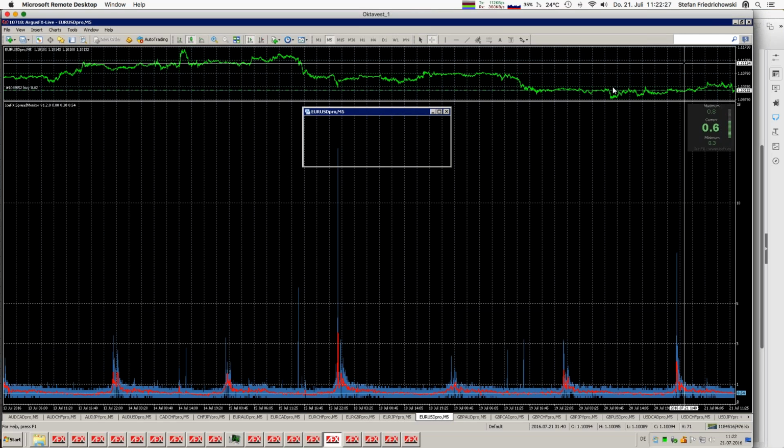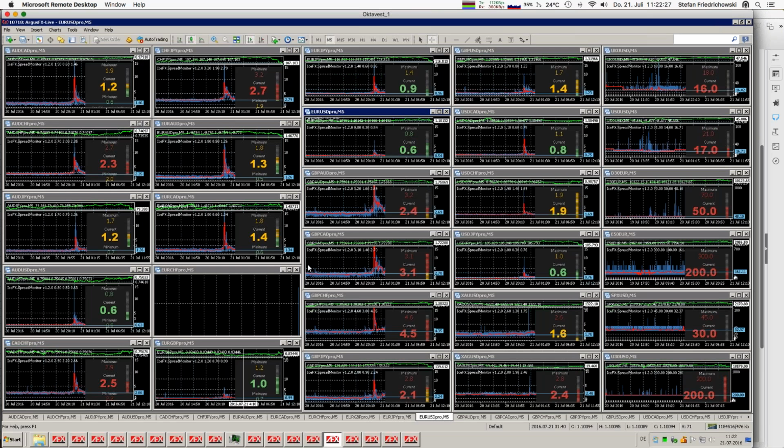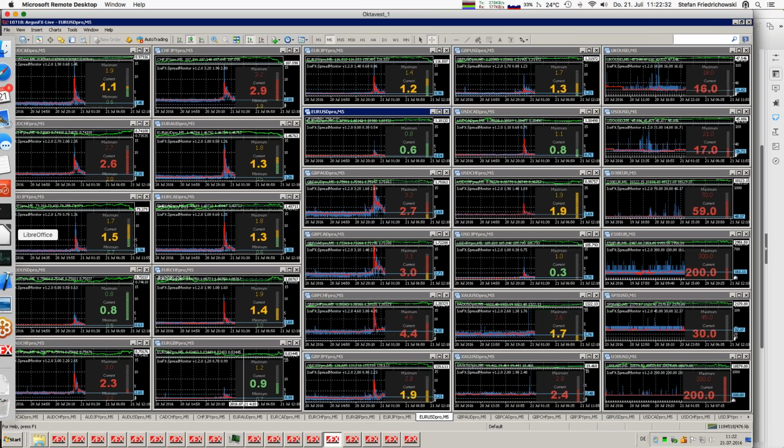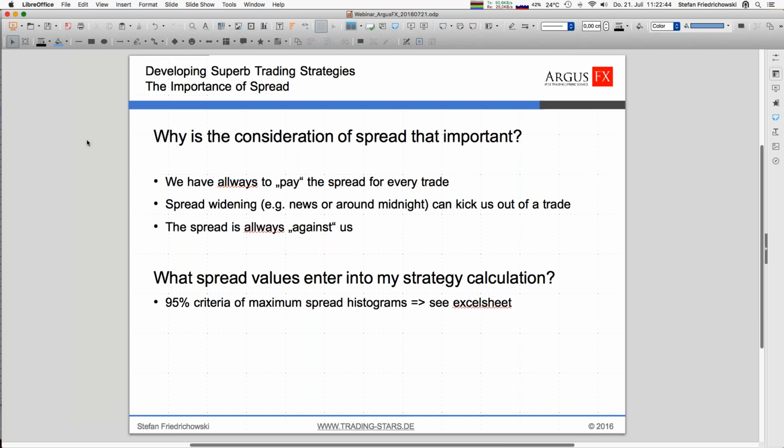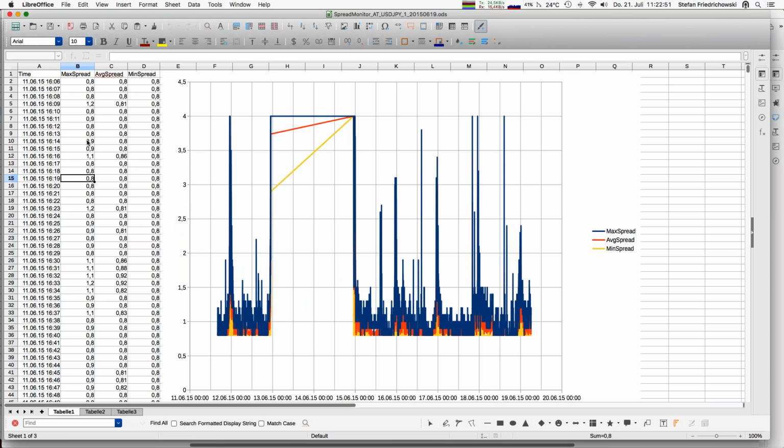First of all, I take those numbers from that spread monitoring, and then I feed those numbers into an Excel sheet once again. Just as an example, oh no, I switched to US dollar, Japanese yen. Then you can see how I personally calculate those values which go finally into the trading strategies. For example, here I have those numbers. For every minute I have 3 values: the maximum spread within that minute, the average spread within that minute, and the minimum spread within that minute.